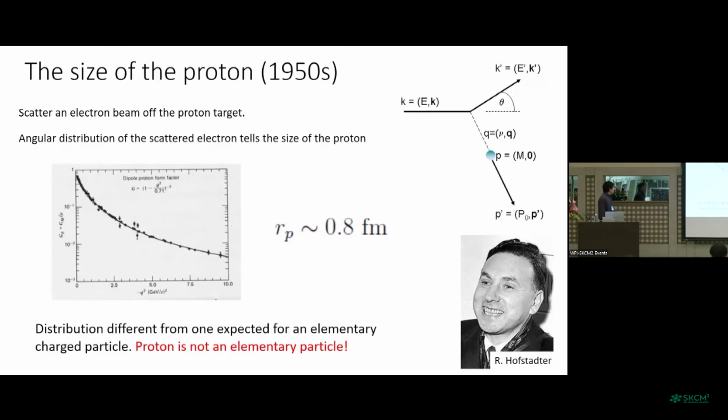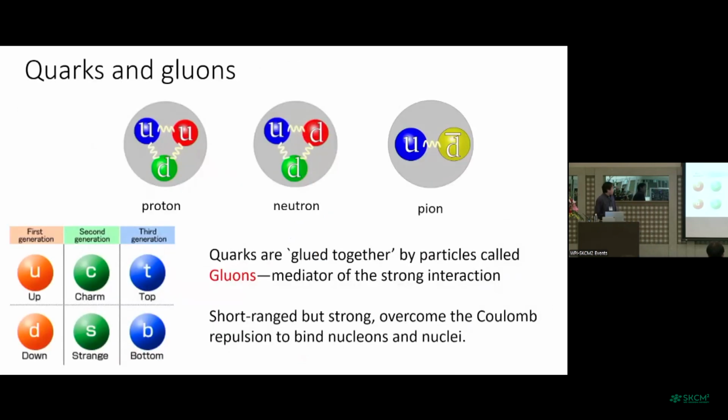And one important message from here is that the distribution of the scattered electron is different from what you expect from an elementary particle. So if you assume the proton to be an elementary particle, then you see a deviation from that assumption, which means that the proton is not an elementary particle. In fact, it's a bound state of quarks and gluons. So here's a cartoon of the proton. Basically, there is an even smaller unit than the proton and neutron. So protons and neutrons are not elementary particles.